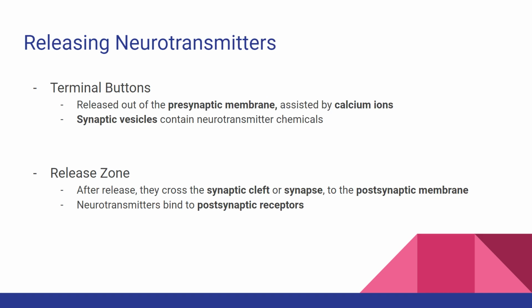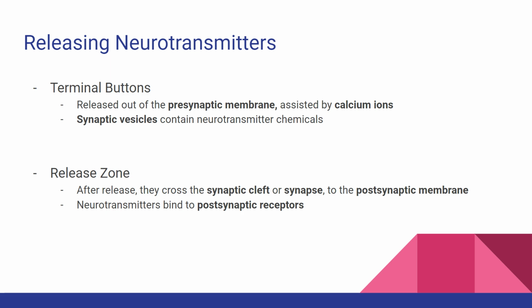As an action potential travels down the axon, the electrical signal reaches the terminal buttons, which is the presynaptic membrane. Within this presynaptic membrane are synaptic vesicles containing chemical neurotransmitters. At the presynaptic membrane, a process called exocytosis occurs.